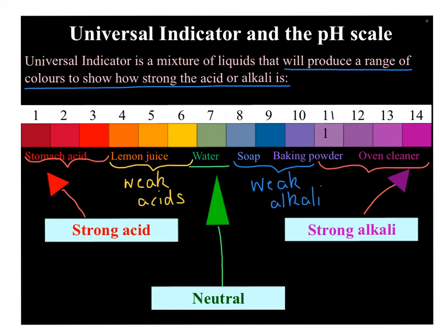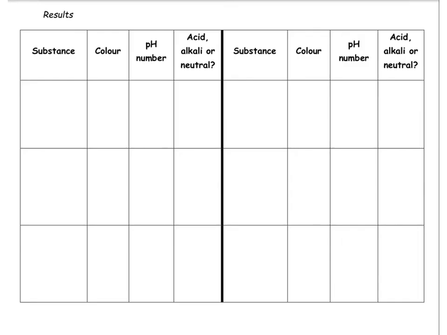Now, if we were in school, we would use this universal indicator and we would use it to determine the pH numbers of a range of samples. Now again, Mrs. Cummings has done this, but let's just take a look at the results table first. Now you can see on page 12 that you've got this results table.